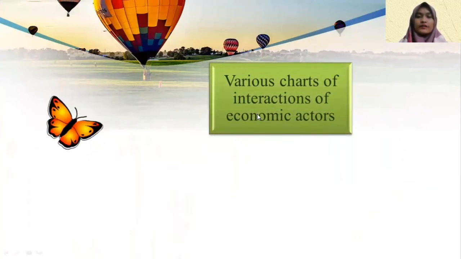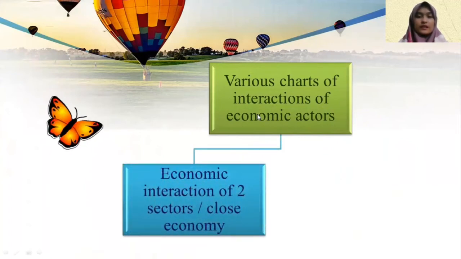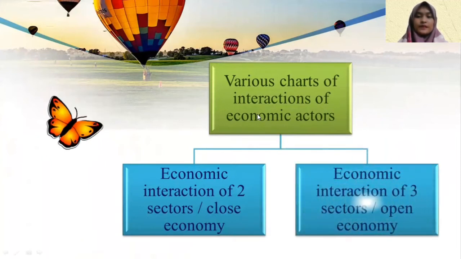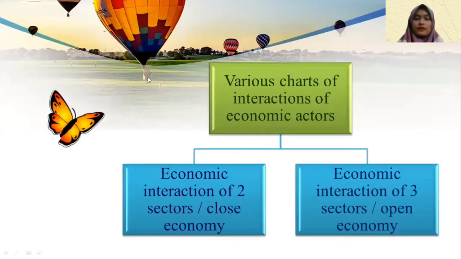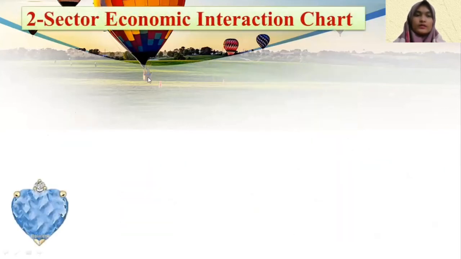Various charts of interaction of economic actors are divided into two types. The first, economic interaction of two sectors, or what we call closed economy. The second, economic interaction of three sectors, or what we call open economy. And then we go into two-sector economic interaction chart.